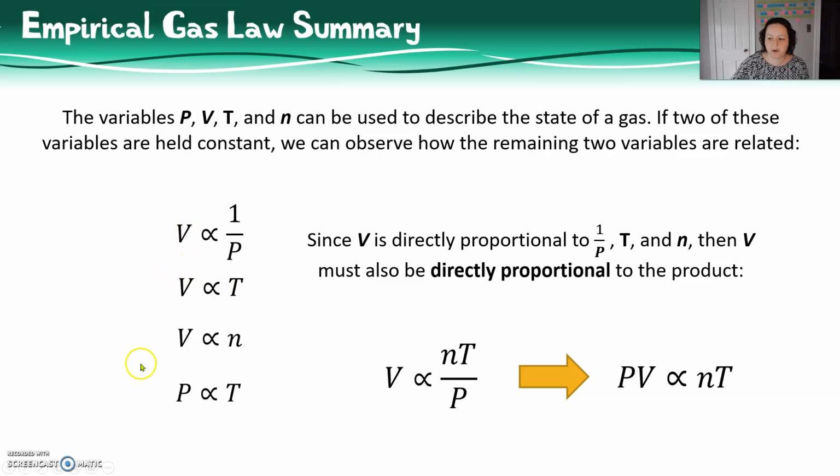Here we see a summary of all of these proportional relationships, and by combining the first three, we get a proportionality statement that relates all four variables to one another. And this gives the basis for the ideal gas law. Also, note that this proportionality statement can be rearranged to give other versions, this second version of which will be useful moving forward.